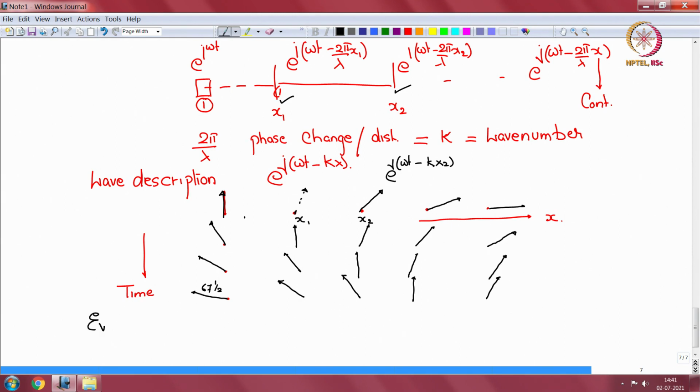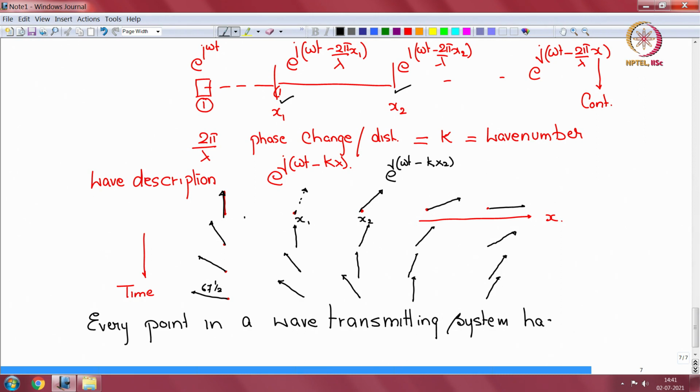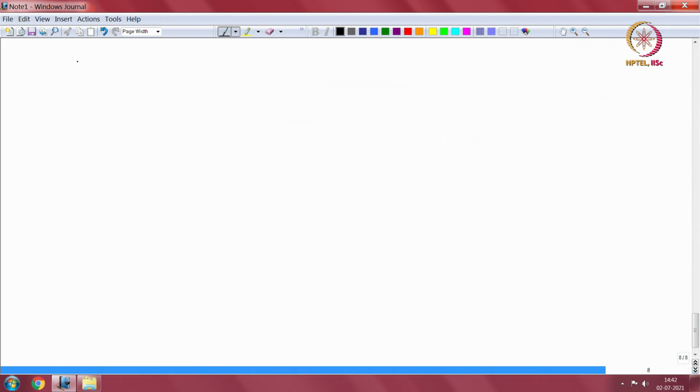So every point in a wave transmitting system, or a wave bearing system, has a phasor description. I'm having some trouble here, so let's see. Has a phasor description.